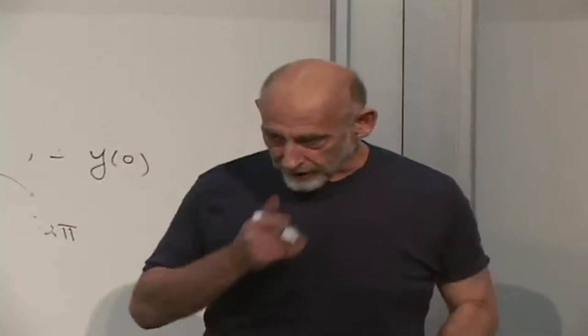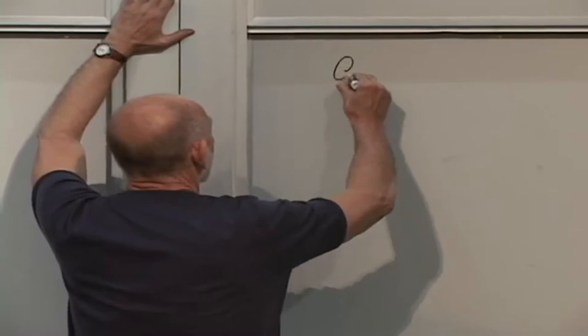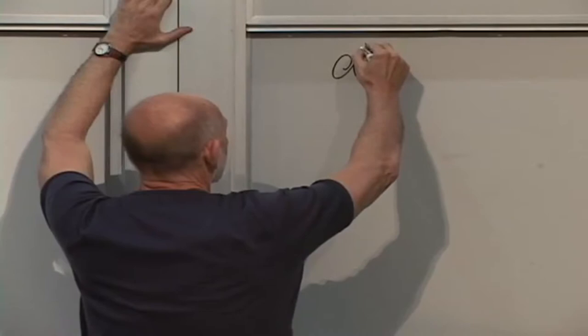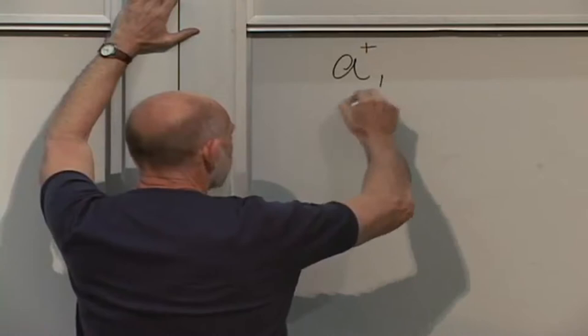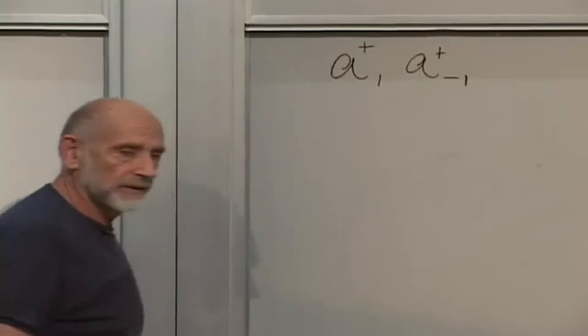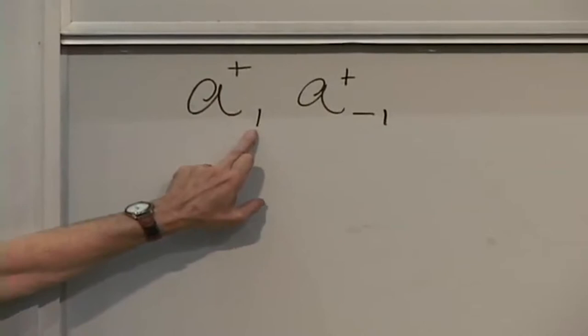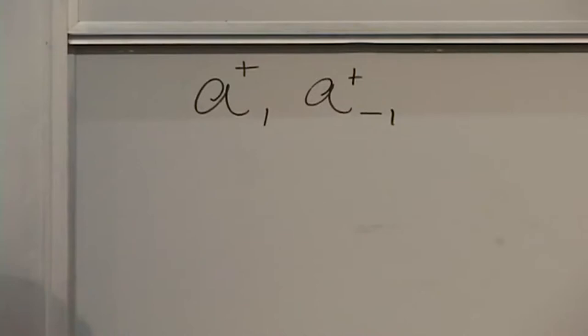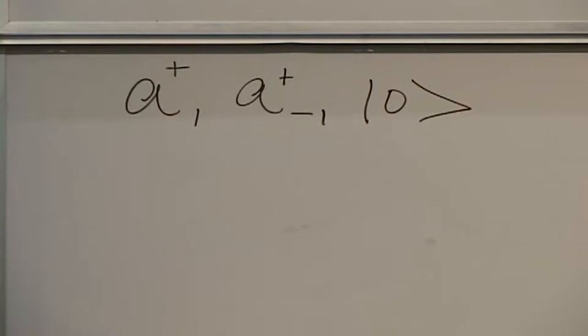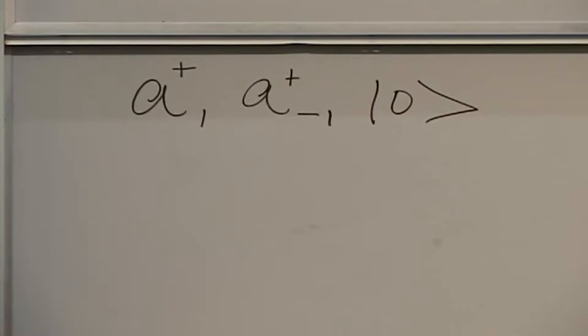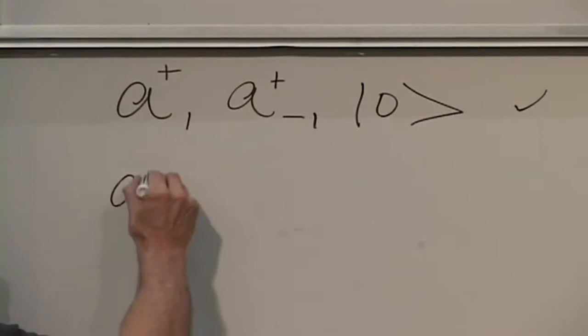Let's see what's at the next level. At the next level, we can do the following things. We can take A plus 1 times A plus minus 1. This has one unit of right moving energy and one unit of left moving energy. Oh, that satisfies the level matching condition. I appreciate this is coming out of nowhere, why I'm requiring this to be true, but we'll come back to it. All right, so this is a good state. This is okay.